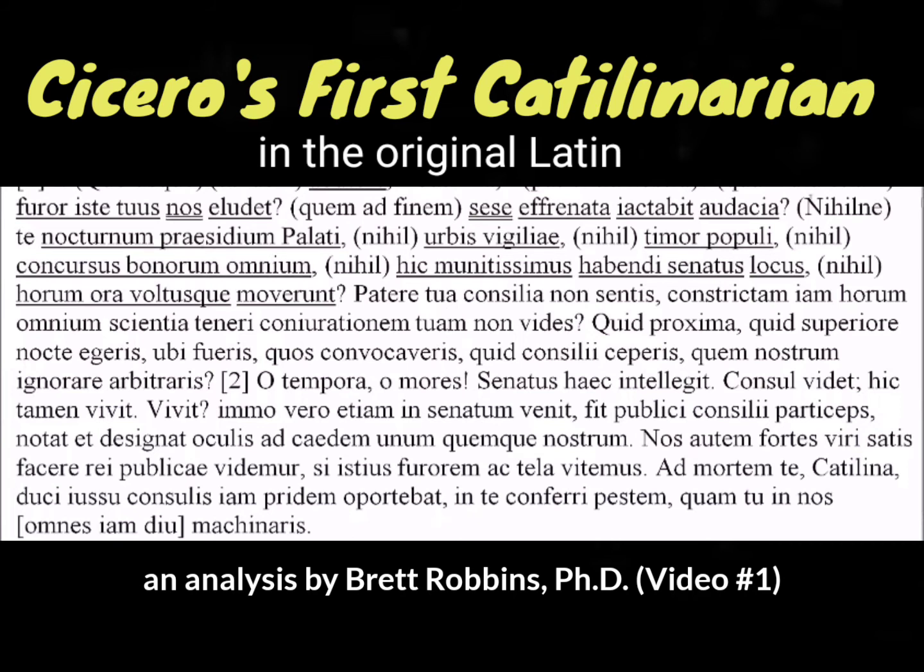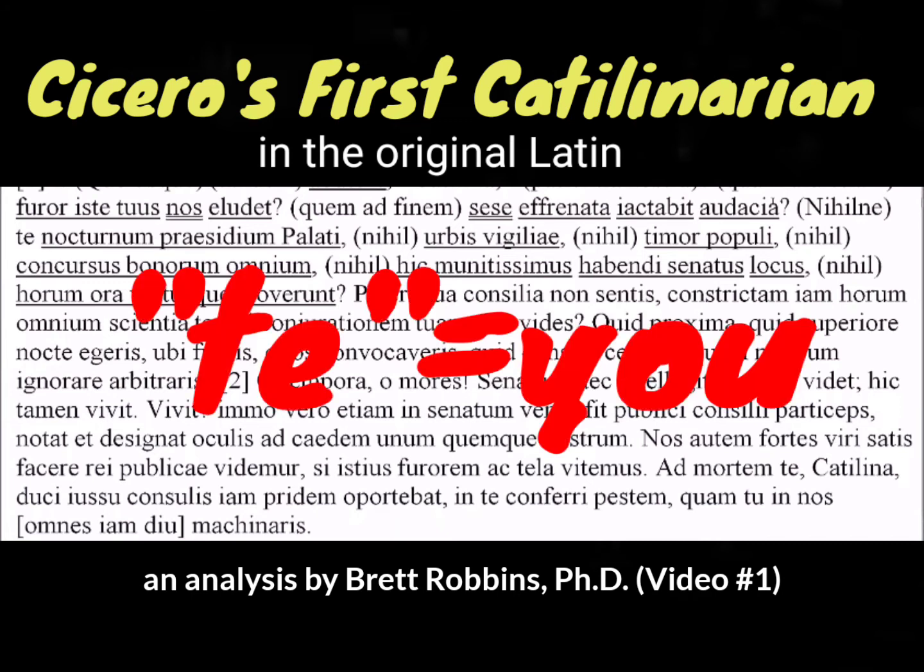So, nihil ne te nocturnum. So now try to follow along with this, and I think you'll find it, well, demystified. Nihil ne te nocturnum praesidium Palati, that's A. Nihil urbis vigiliae, B. Nihil timor populi, C. Nihil concursus bonorum omnium, D. Nihil hic munitissimus habendi senatus locus, E. And nihil horum ora vultusque, F. Moverunt? Have they not moved you?